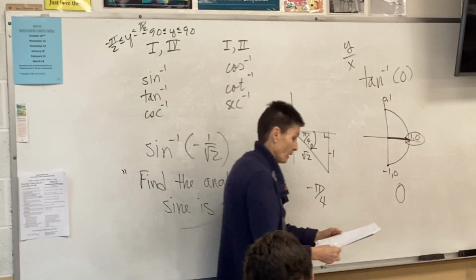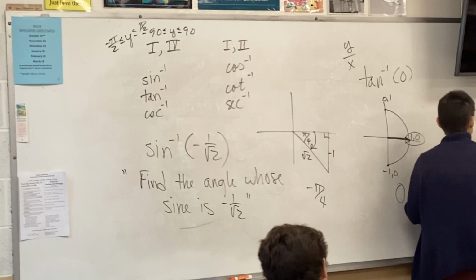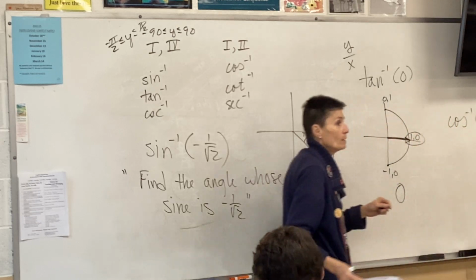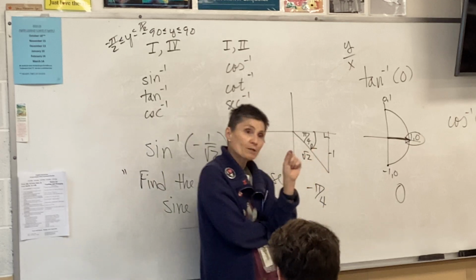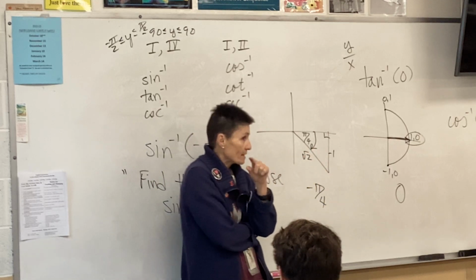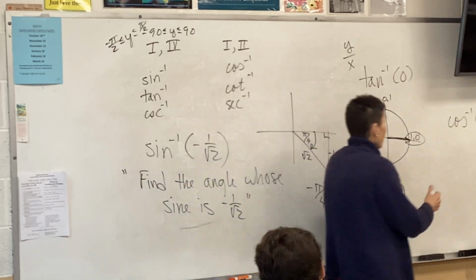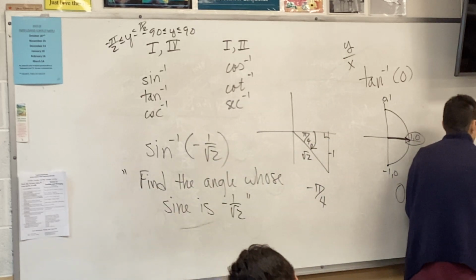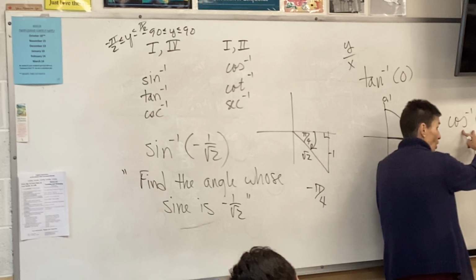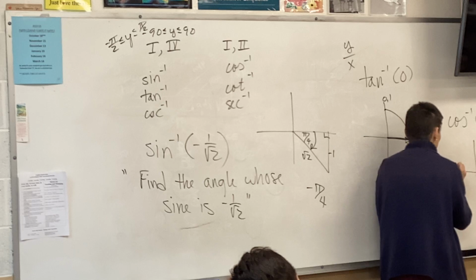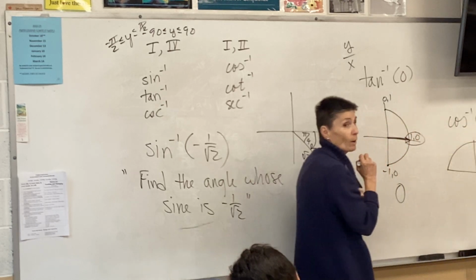Here's another one. The angle whose cosine is 0. Again, you are not going to be able to draw a triangle whose adjacent side is 0. That is not going to happen. So you are going to have to look at your quadrantal angles again. But this time, this is cosine, so aren't we looking at this part of the circle? Quadrants 1 and 2.